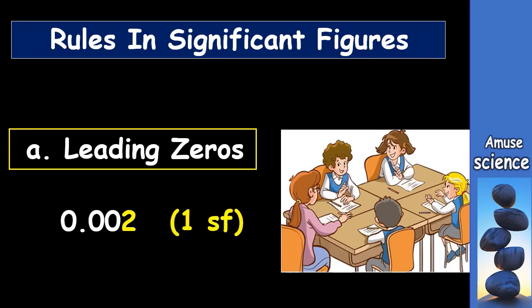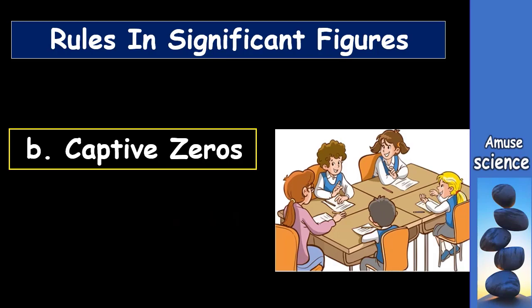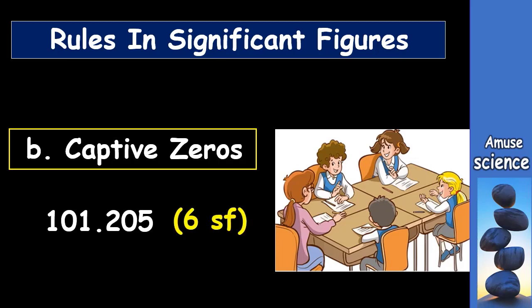Let's talk about the second type of zero, which is captive zeros. As the name implies, captive zeros are the zeros that are found in between digits in a number, and captive zeros are said to be significant. So for example, if we have 101.205, we have 2 captive zeros and all of them are significant. In this case, it makes the numeral 101.205 have 6 significant figures. In other words, all the digits here are significant.